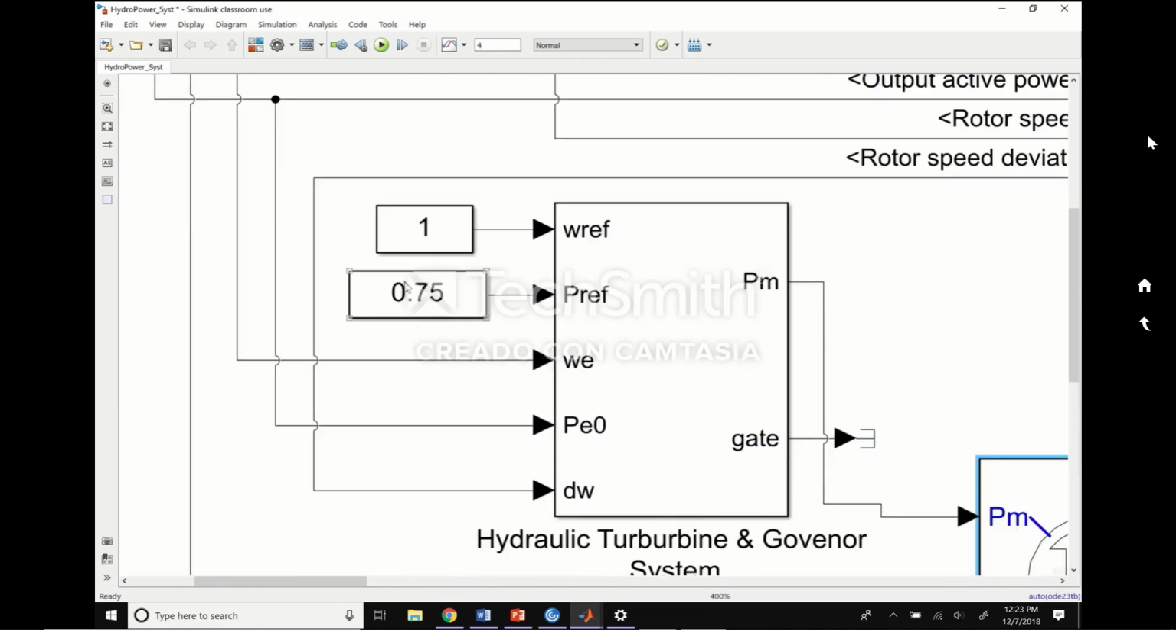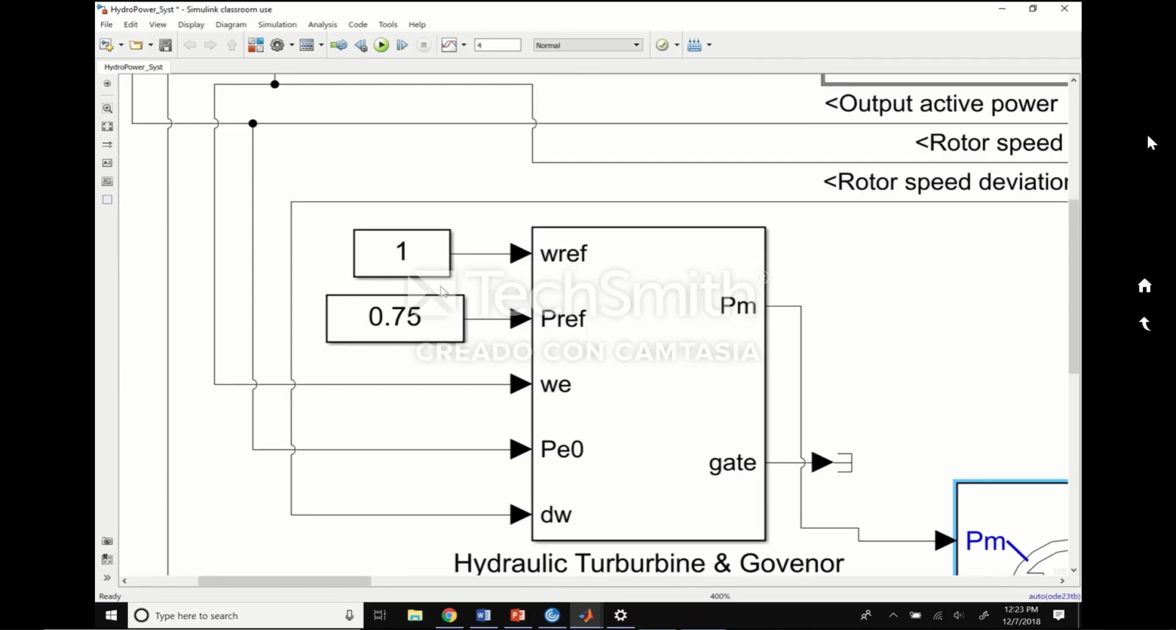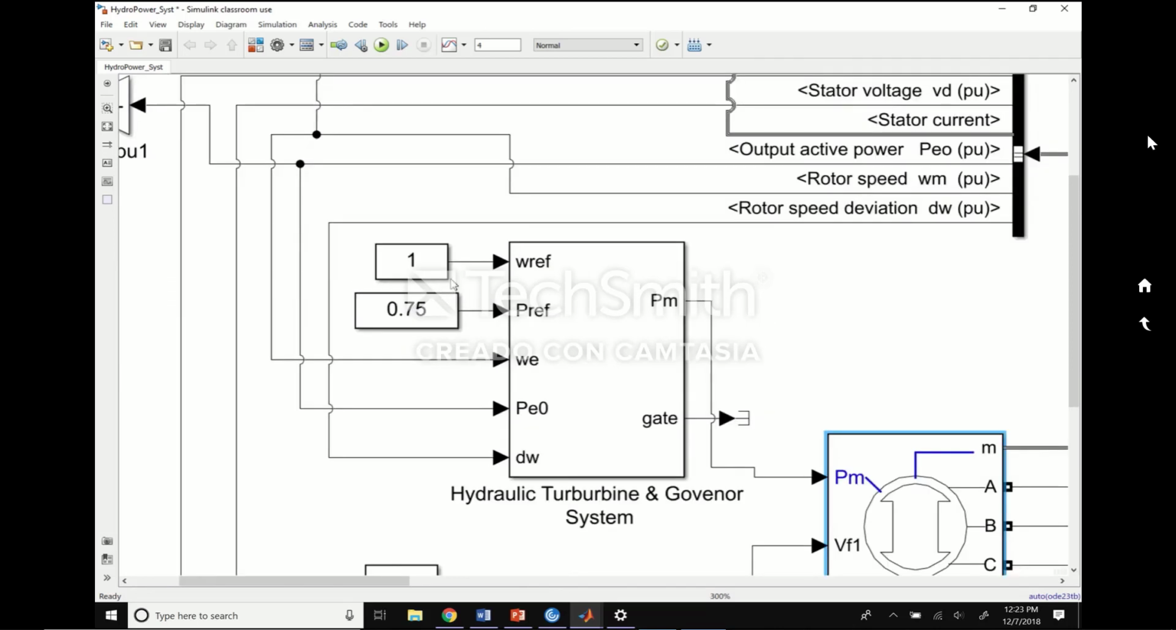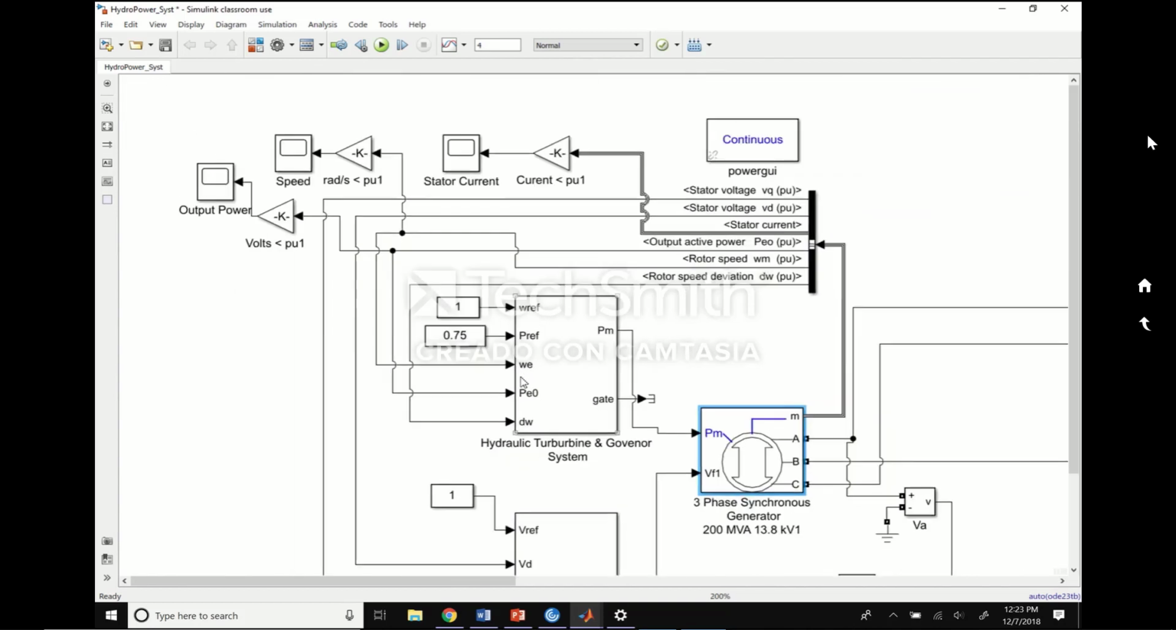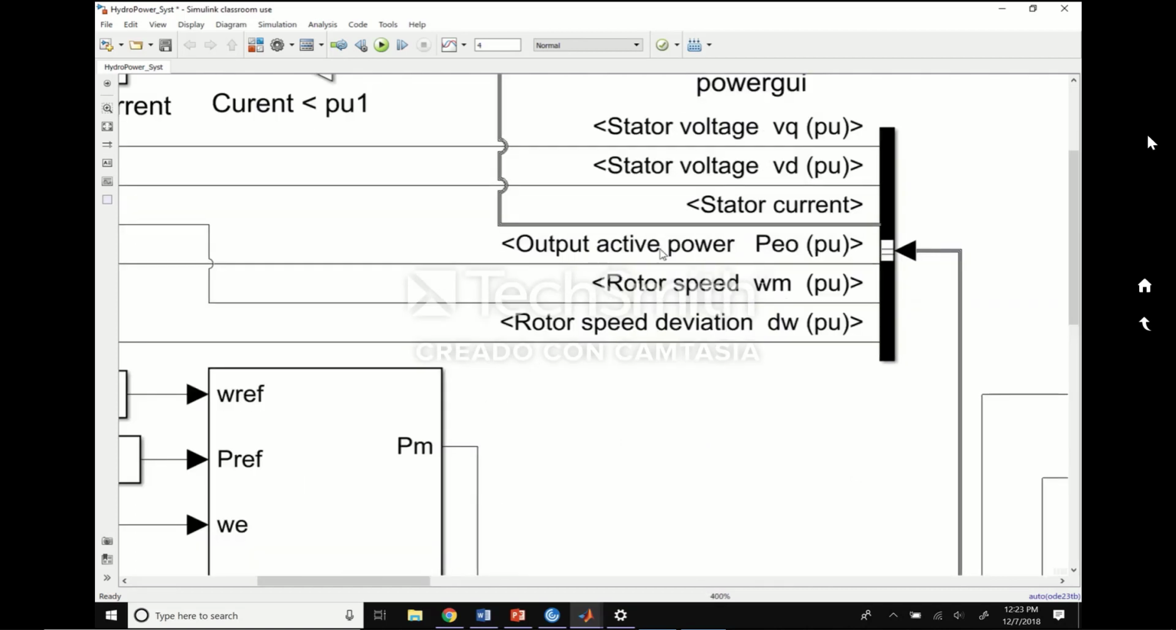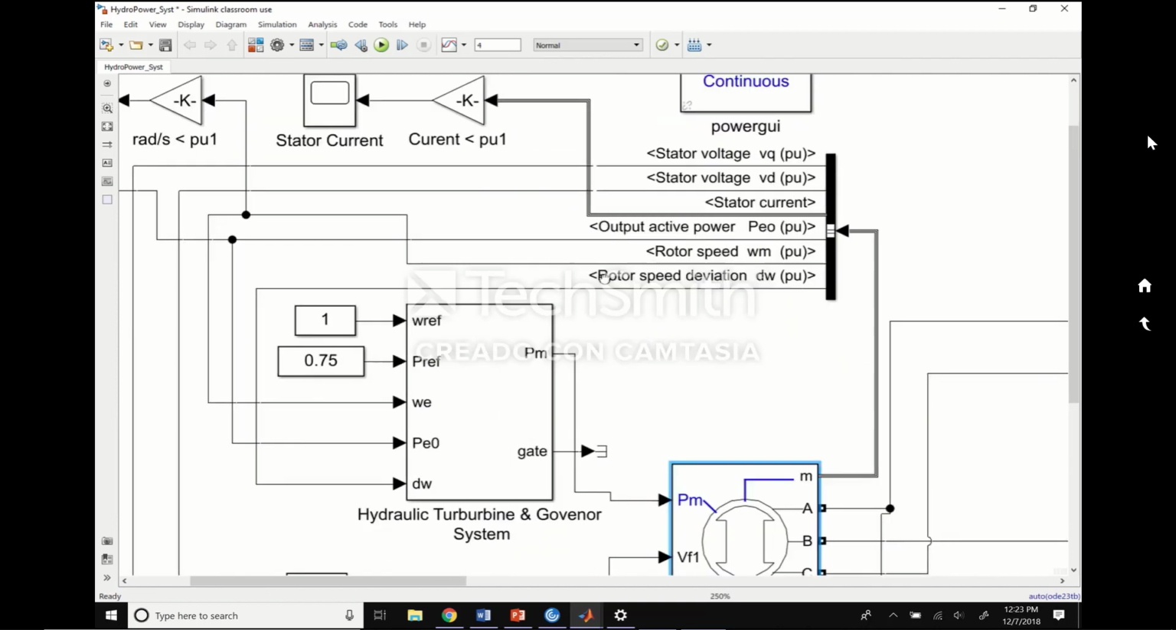When you mess with these numbers, we notice that it really doesn't change the shape of the data graphs of the output. It just changes how fast the system actually reaches steady state. And for the other inputs we have here, these bottom 3 come from the feedback loop from the generator, and you can see here it's our output active power, our rotor speed, and our rotor speed deviation.